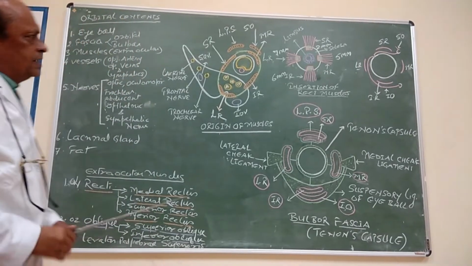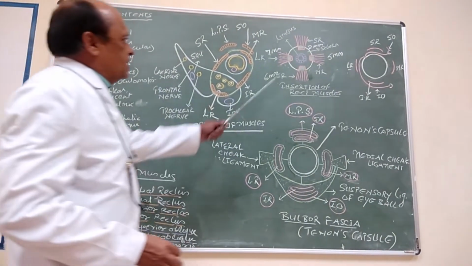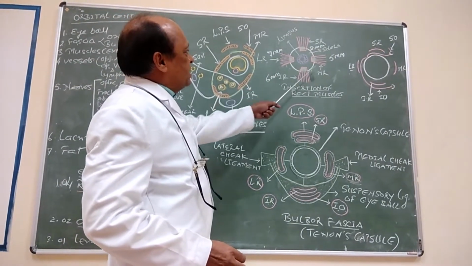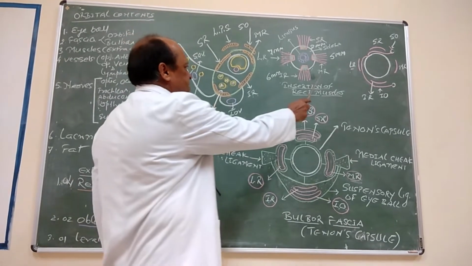On an average, all these muscles get inserted over here. Now look at this diagram. This diagram is showing insertion of recti. As we know, four rectus muscles are there.